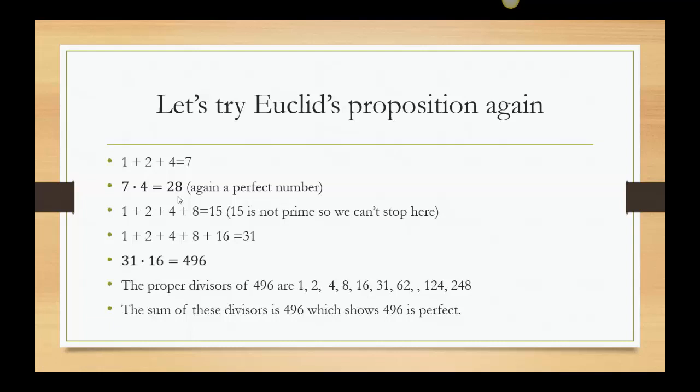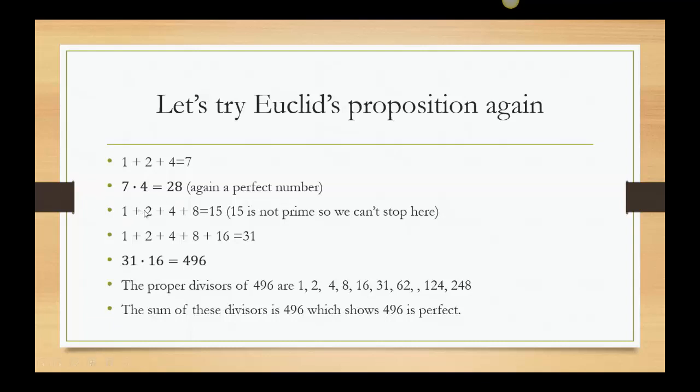We said there was one single-digit number that was perfect. It was 6. There's one two-digit number that's perfect. That's 28. And look, we found it. So Euclid's proposition is super helpful for trying to find perfect numbers. All right. So let's go more.